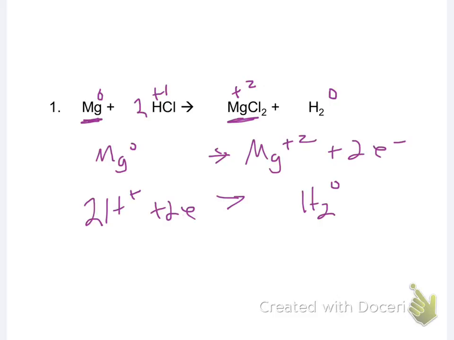Now let's identify what's reduced and what's oxidized. So the hydrogen, the oxidation number has gone from a +1 to a 0, so that is reduced, which means that the magnesium was oxidized.